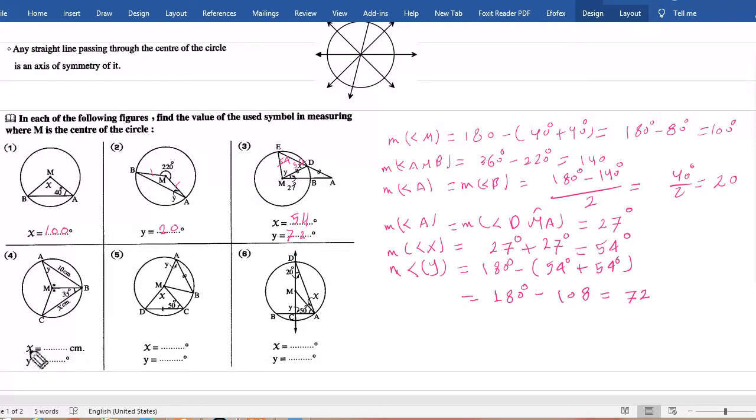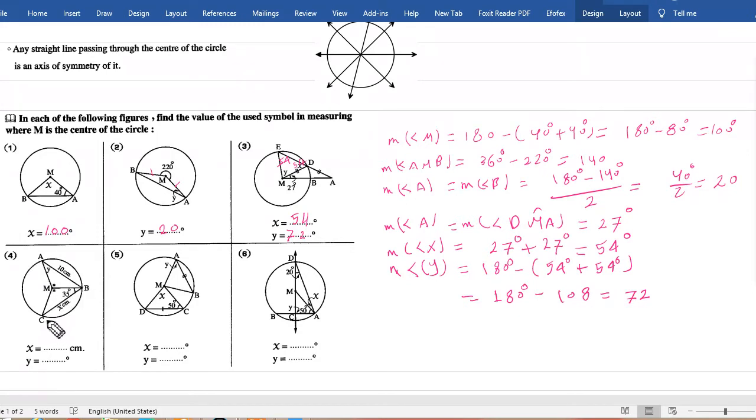Find the value of x and the value of y. The two triangles APM and CBM are congruent. Why? Because MA equals MC, MP is the common side, and the measure of angle PMA equals the measure of angle PMC.